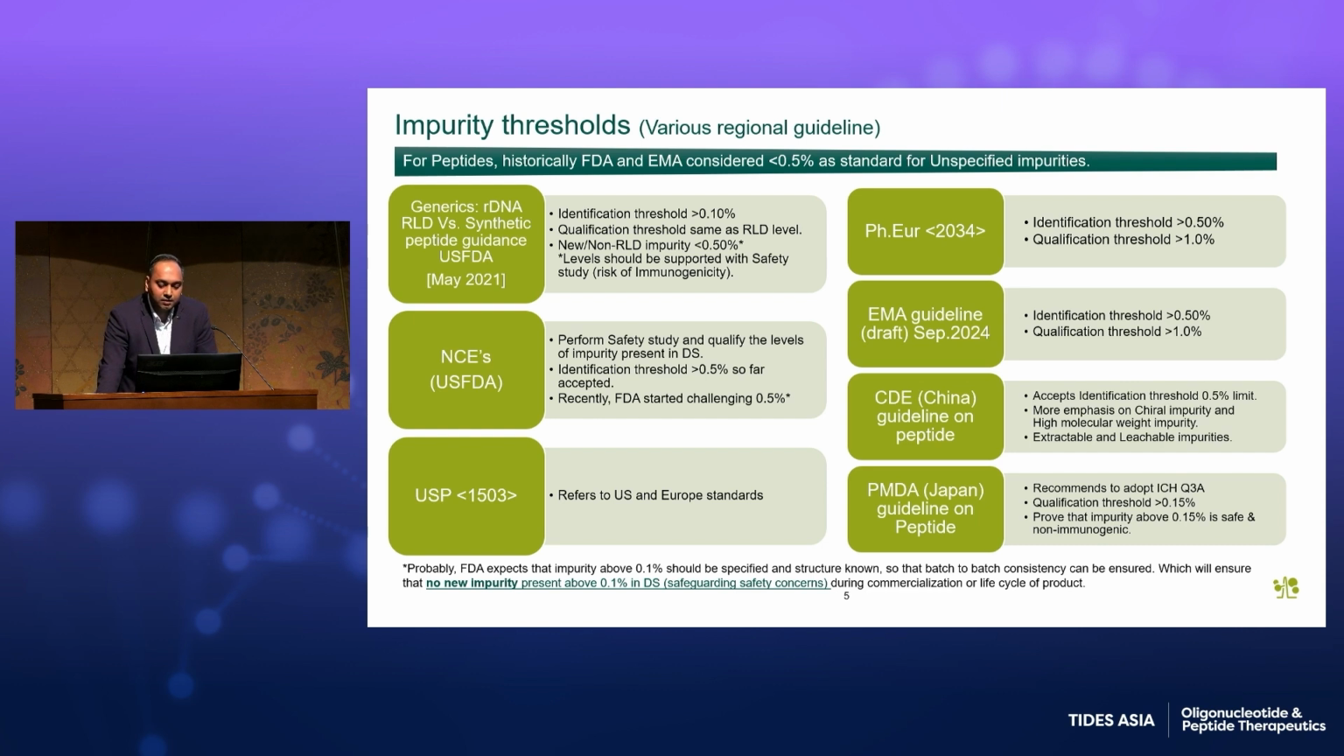If we take the CDE China requirement, they are accepting EP standards, so an identification threshold of 0.5% is acceptable. I've seen that there are a lot of questions, and they are emphasizing chiral impurity, high molecular weight impurity, extractables and leachables. So that's from the CDE, and the PMDA also published one draft guideline last year, and they are also emphasizing an ICH Q3A approach, identification and qualification threshold of 0.15%, which is more stringent than EP.